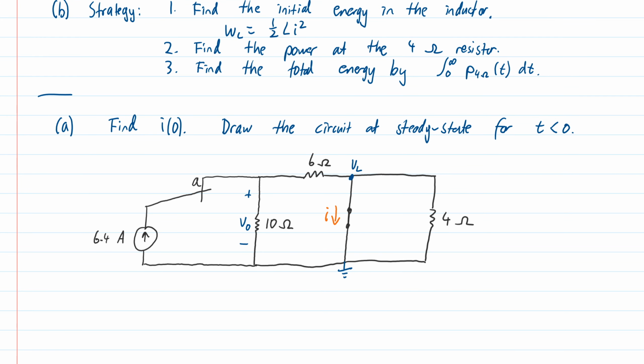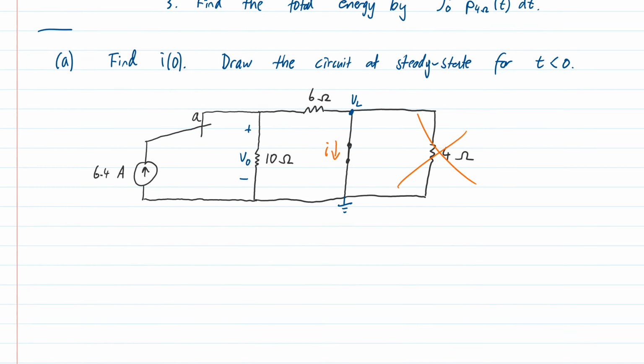We can also look a little bit further, and we realize that this 4 ohm resistor will play no role, because any current that flows through here upon reaching this branch will take the path of least resistance, which is through the short. So we can exclude it from the circuit as well. We're basically left with just these two branches, and we have a current divider circuit here.